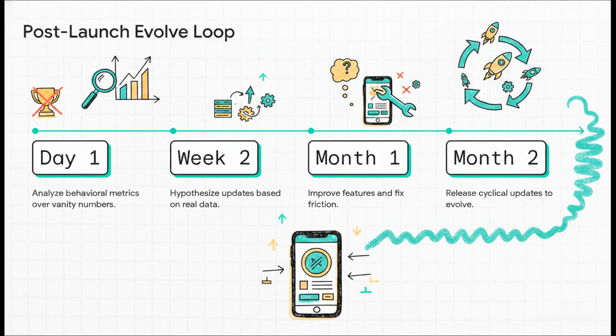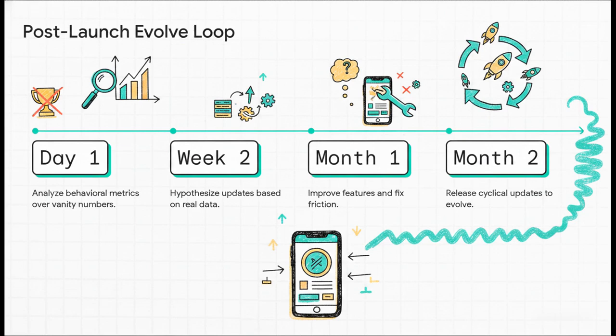That very first version of your app, it's really just a hypothesis. But now you get to test it with real-world data. You have to look past vanity metrics like simple download numbers and analyze actual behavioral metrics. Where exactly do users drop off? What specific features are they using every single day?